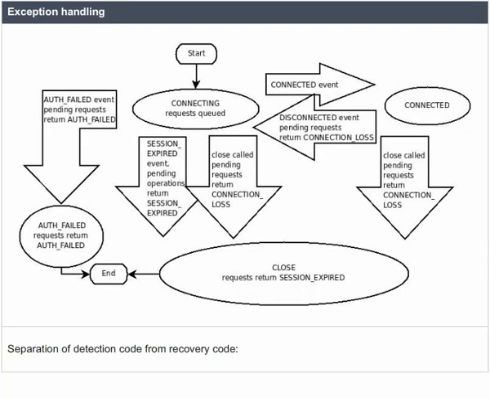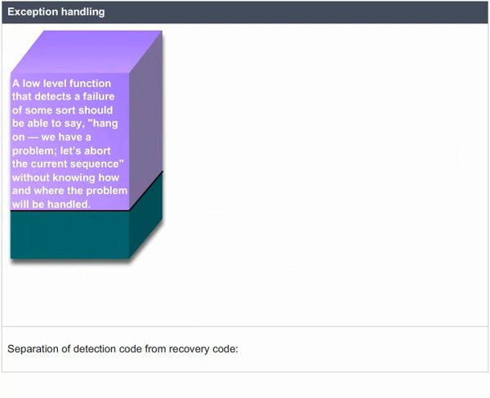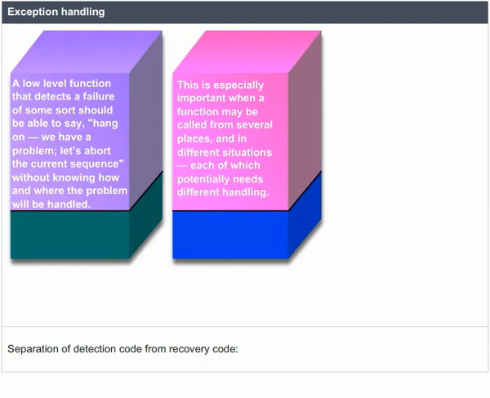Separation of detection code from recovery code. A low-level function that detects a failure of some sort should be able to say, "Hang on, we have a problem. Let's abort the current sequence," without knowing how and where the problem will be handled. This is especially important when a function may be called from several places and in different situations, each of which potentially needs different handling.